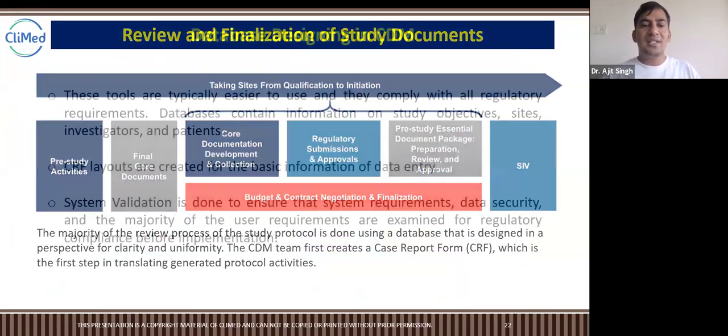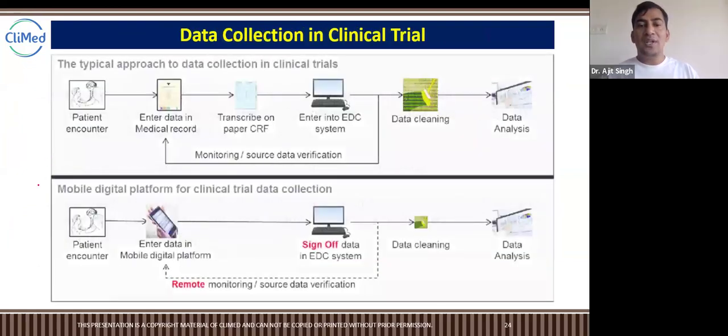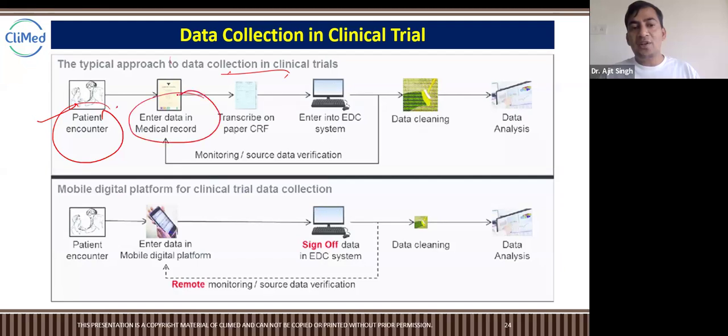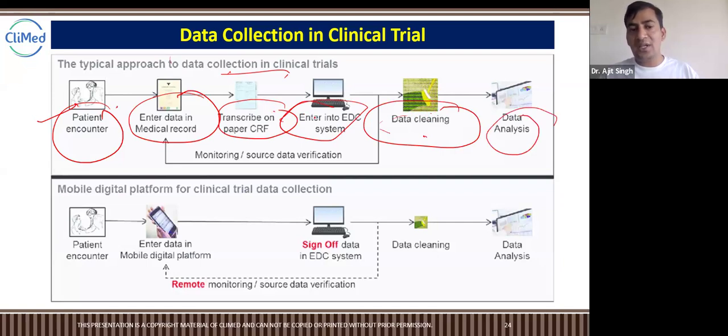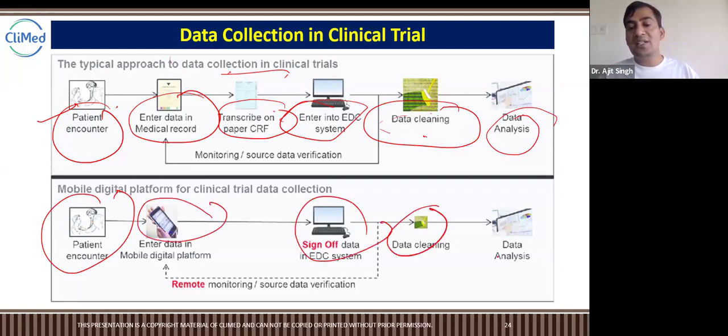In the CDM process, there are two types of data entry: direct data entry and manual data entry. The typical approach of data collection in a clinical trial is that the investigator or clinical trial assistant meets the patient, enters the data in the medical record physically, and transcribes the data from the paper CRF to the EDC system. Then the CDM team cleans and analyzes the data. Another approach is that they meet the patient and directly enter the data into Medidata, and then they lock it. Data cleaning and data analysis are done.